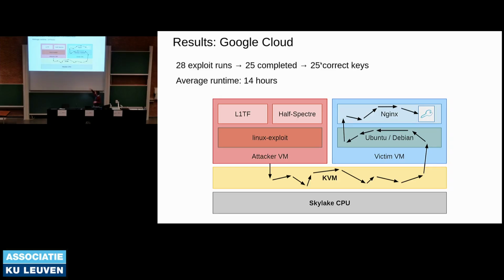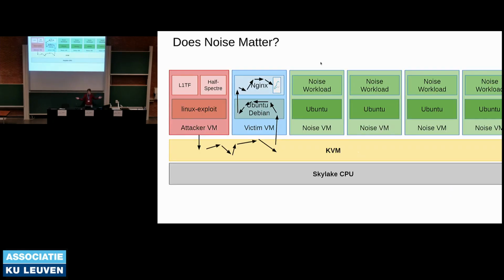So the results we had on Google were that if we ran this thing 28 times on a bunch of physical machines, 25 of them completed, and 25 correct keys came out. Fully perfect, like every bit correct. Runtime average is about 14 hours. Next up, what happens if you add a lot of noise? So you actually fill up the full system with VMs trying to generate noise. The answer is it doesn't matter. The exploit has the same reliability, same runtime, it works.